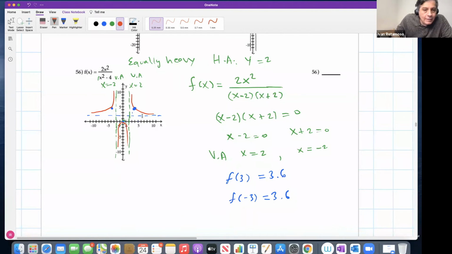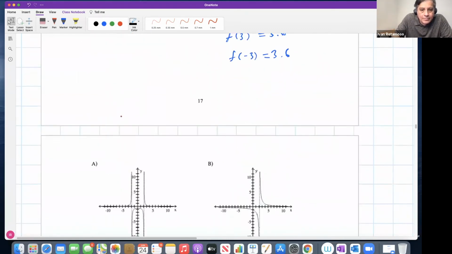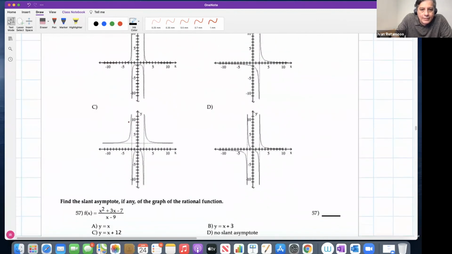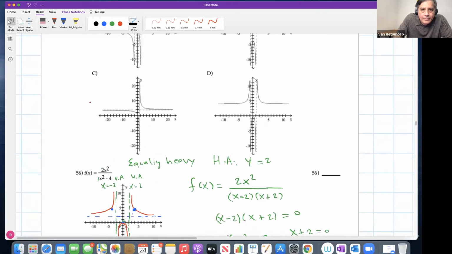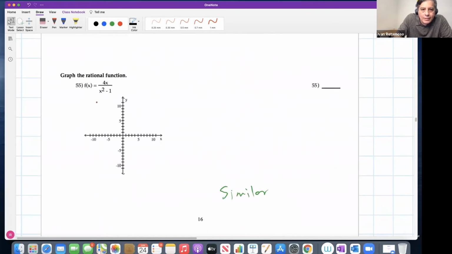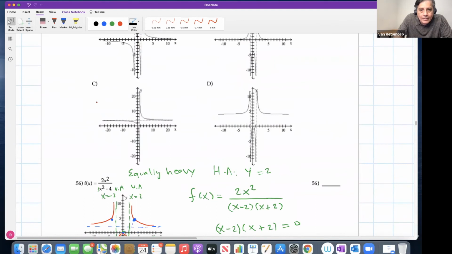But I want to emphasize the asymptotes. When you look at the choices, which one is showing the asymptotes? The only one is this. Look, the 2 vertical asymptotes at x equal -2, x equal 2, and then at y equal 2, the horizontal asymptote. So see how important the asymptotes are. This other one, do it at home, is similar. Try it at home. Very good.